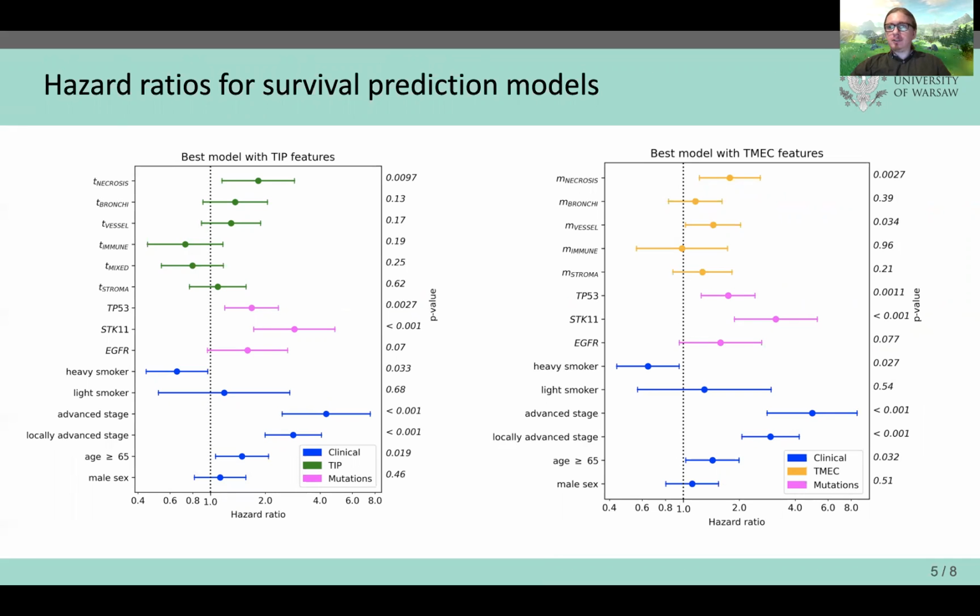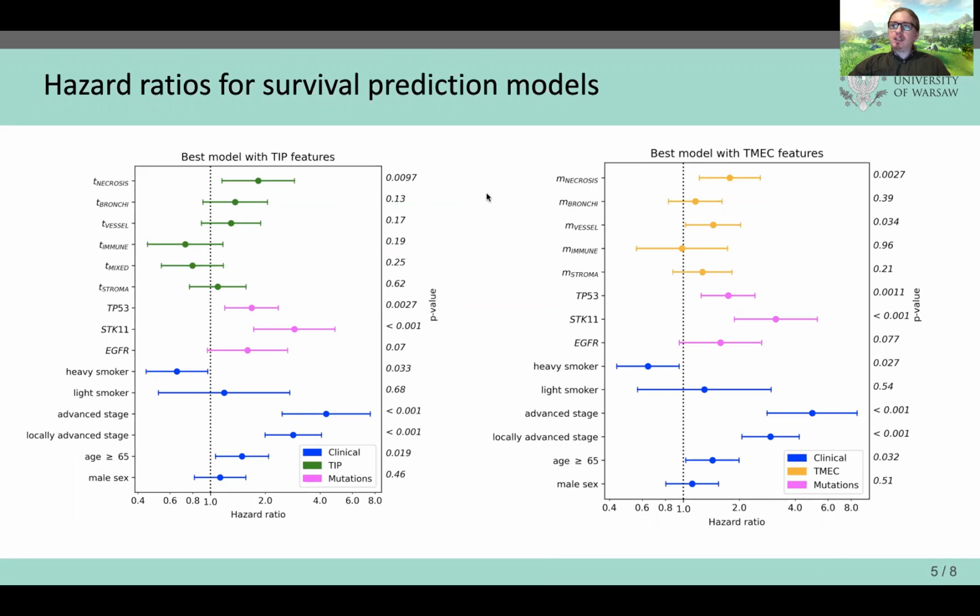With these features calculated for each lung cancer slide from TCGA, we also downloaded clinical and mutation data for the corresponding patients and used them together in the task of survival prediction with the Cox proportional hazards model. The models that used our TIP and TMEC features both resulted in C-index of over 0.7. We plotted hazard ratios for these models and observed a few interesting characteristics.